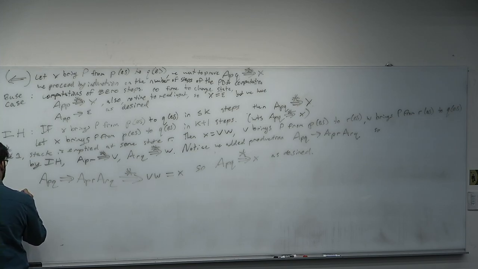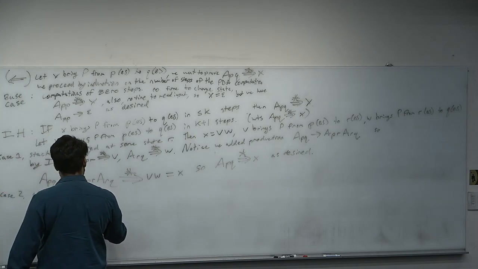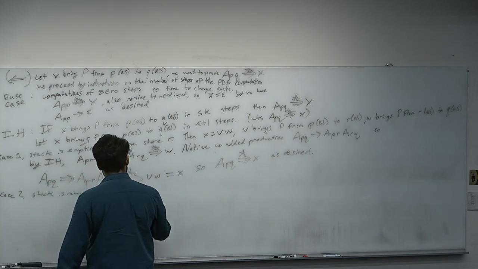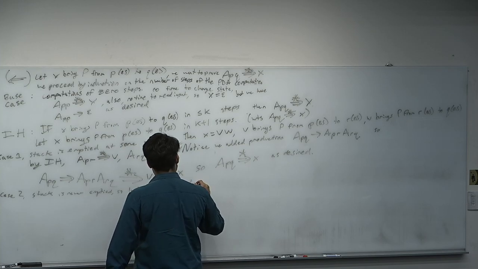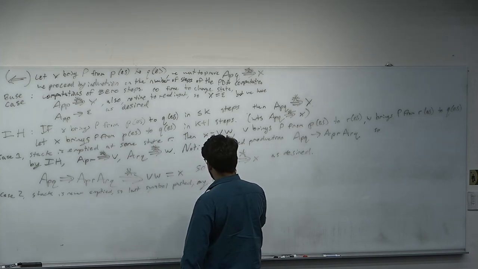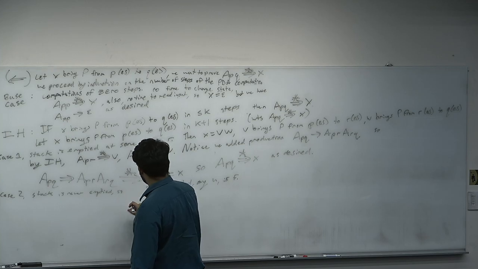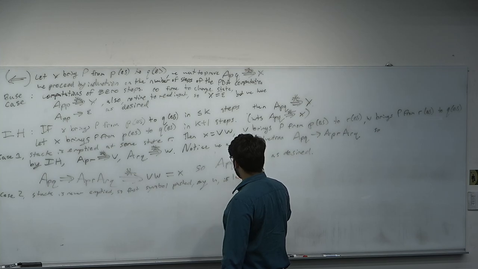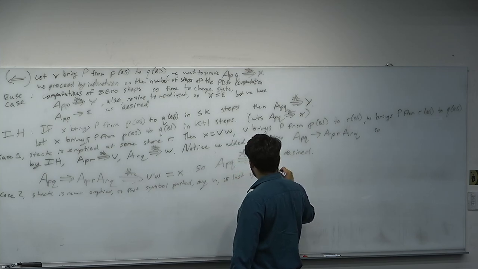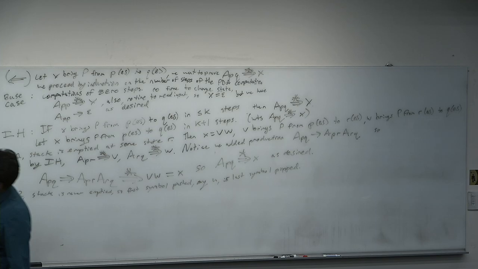Case two, the stack is never emptied. So the last symbol pushed, say U, is first: the first symbol pushed is the last symbol popped. The stack is never emptied at some point. The first symbol pushed, again this U, is equivalent to the last symbol popped, this U, right?